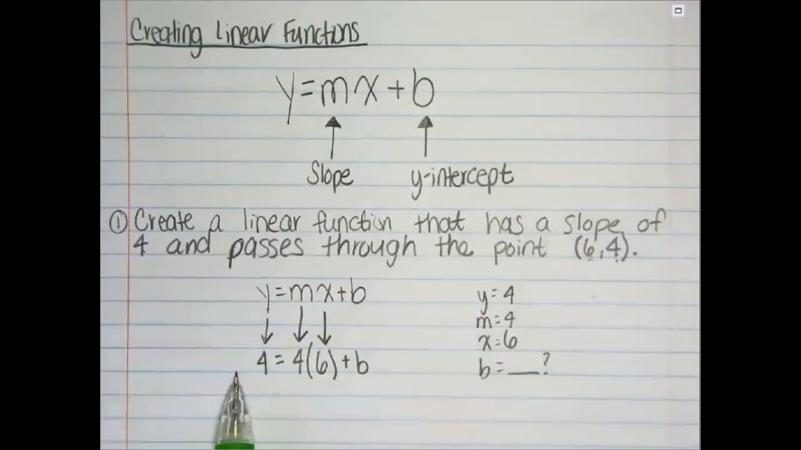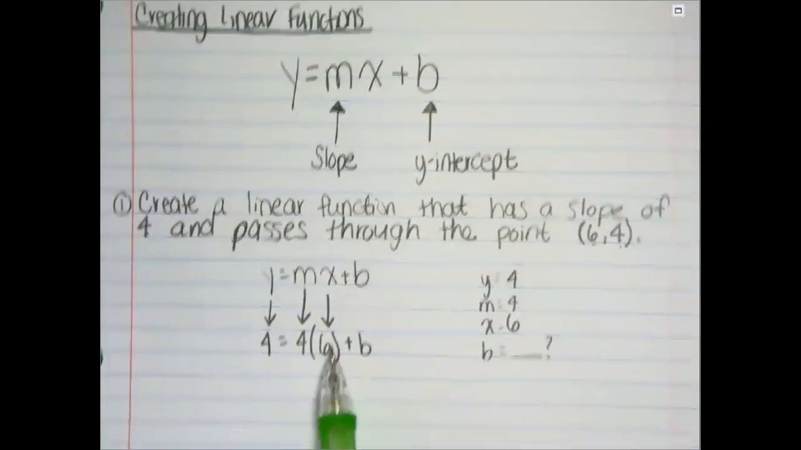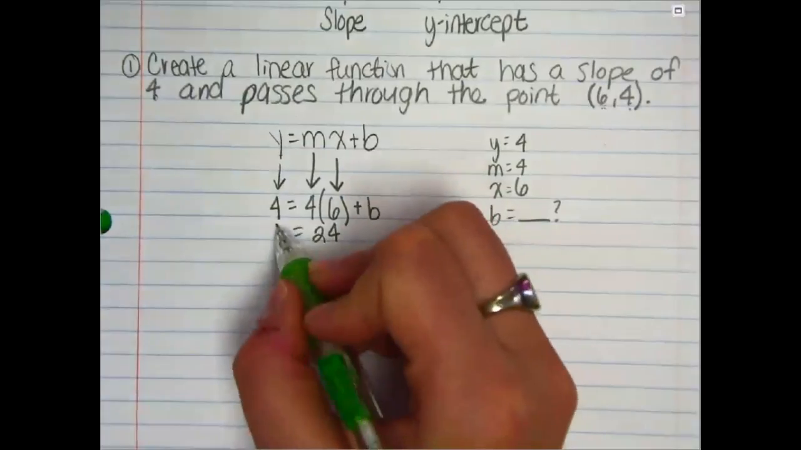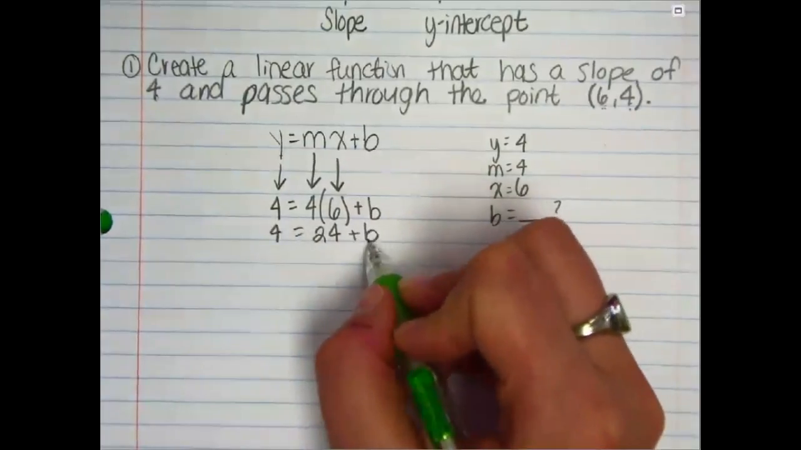Does that kind of look like a two-step equation to you? Does it have only one variable, and could I solve for that variable? I could. 4 times 6 gives me what? 24. Bring down the 4, bring down the plus b.